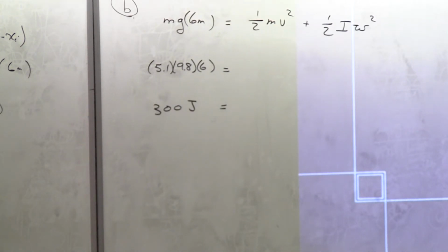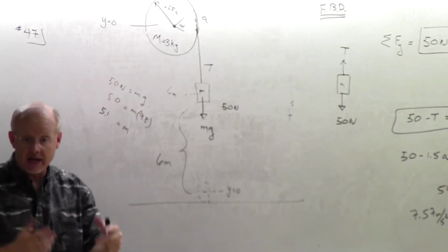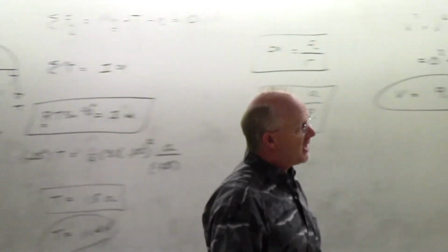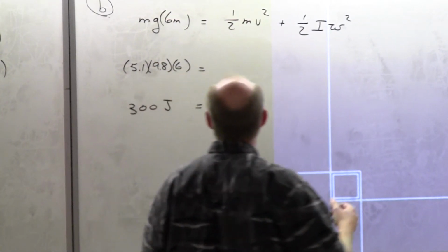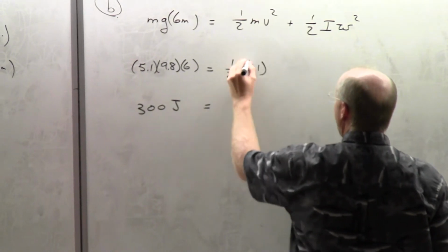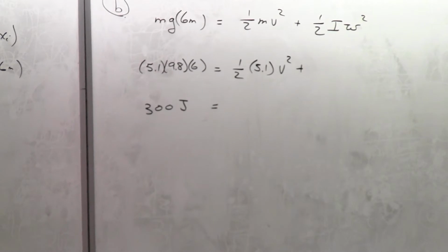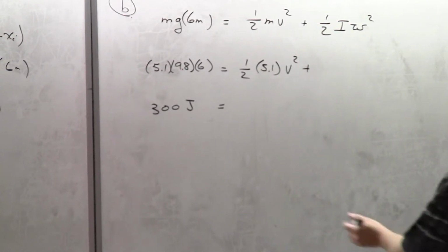And as the two objects are now moving, this one is moving in a translational way, so it has some energy. This one is rotating, so it has some energy. And so those are your two pieces. So this one for the reel and this one for the translational object. So this would be a 1/2 and this would be 5.1 v squared. And so that would be the equation for that smaller weight there, the lowercase m.